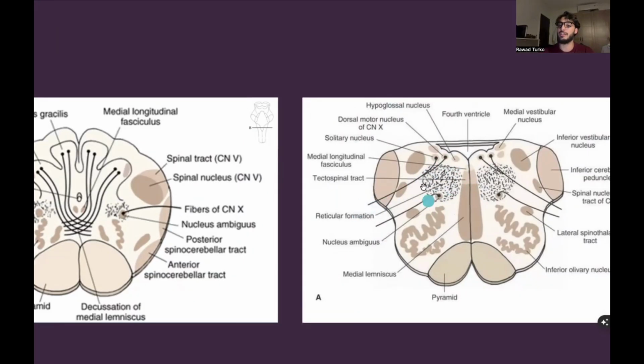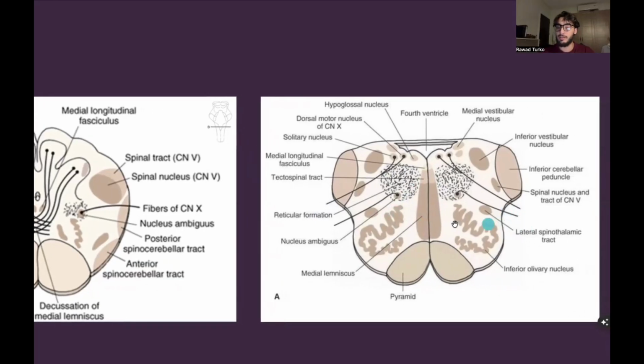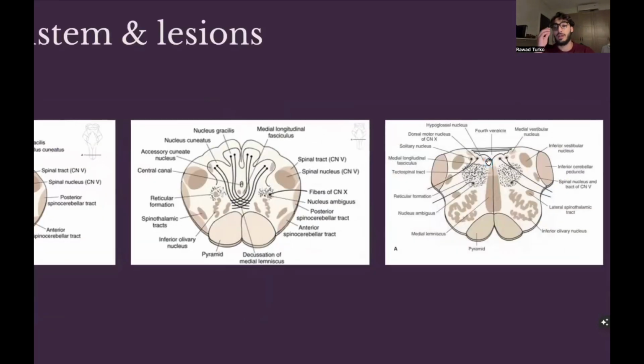The reticular formation here is responsible for consciousness, and within it we have the nucleus ambiguus. The lateral spinothalamic tracts are again lateral. The inferior cerebellar peduncles, we can see all of those here. And the inferior vestibular nucleus, which I guess produces the nerves of the vestibulocochlear nerve. And the inferior olivary nucleus here is what tells us that we're in the medulla.